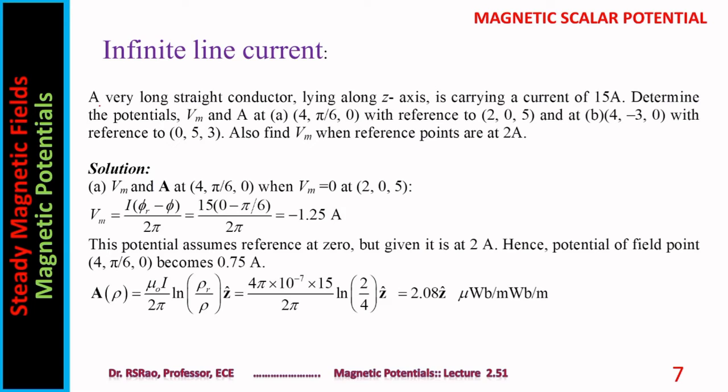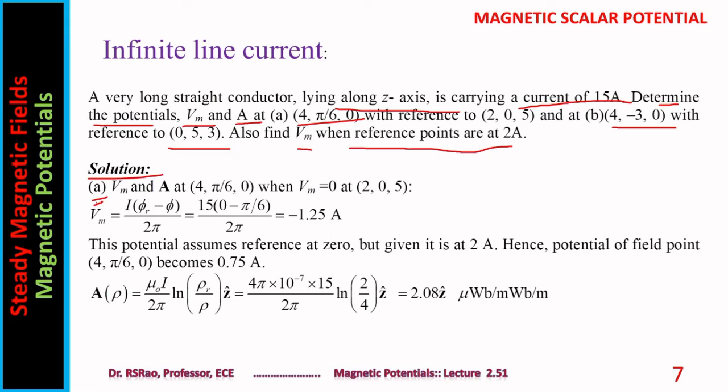Now a numerical problem is considered. A very long straight conductor lying along the z-axis is carrying a current. Determine the potentials Vm and A at point A, given in the cylindrical system as (4, pi by 6, 0) with reference at (2, 0, 5), and at point B, given in Cartesian as (4, minus 3, 0) with reference at (0, 5, 3). Also find Vm when the reference points are at 2 amperes.